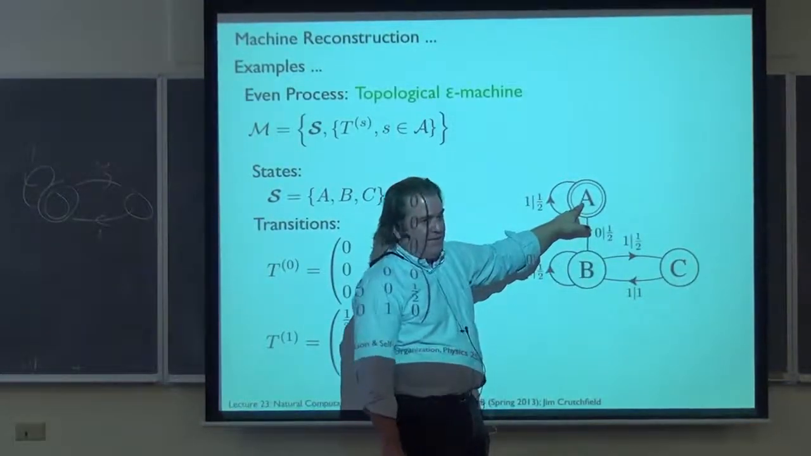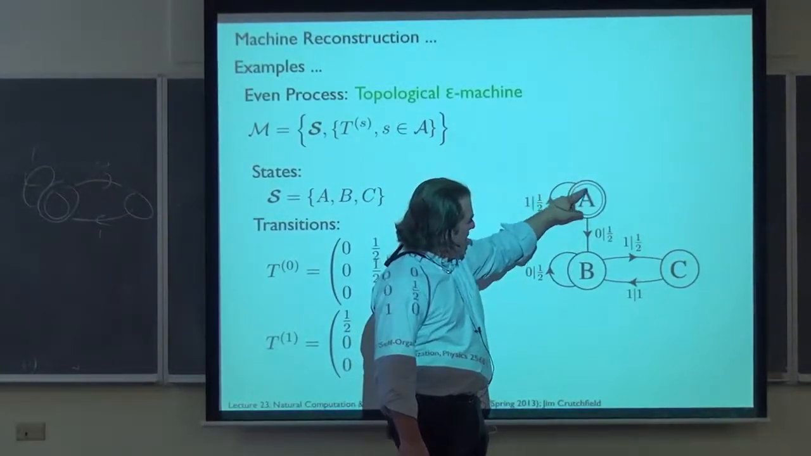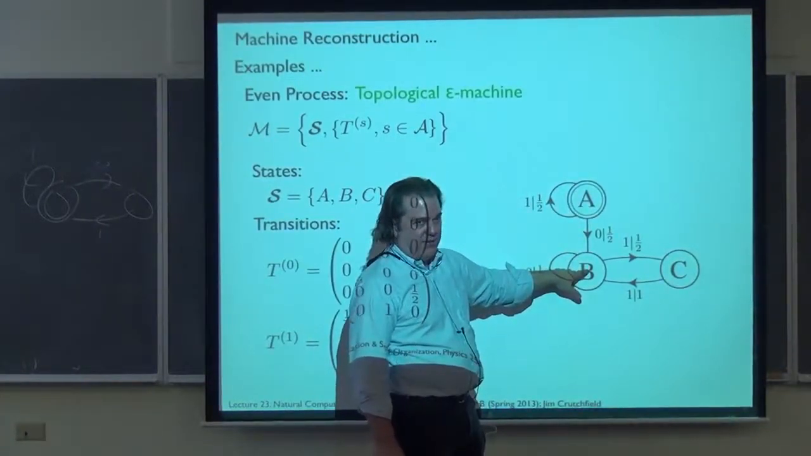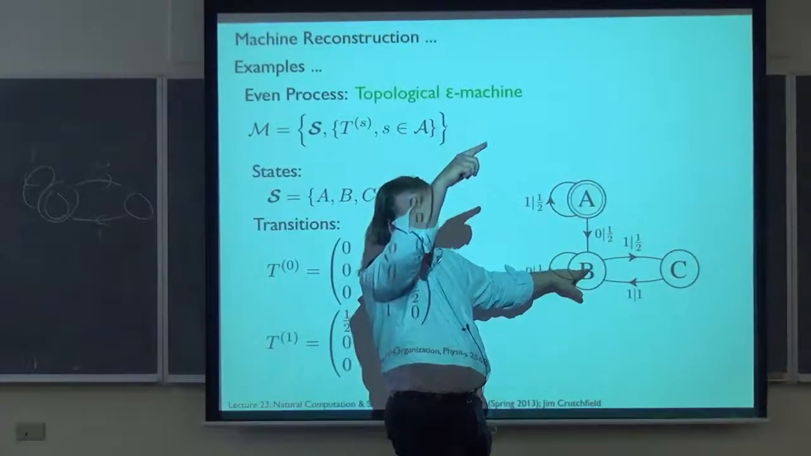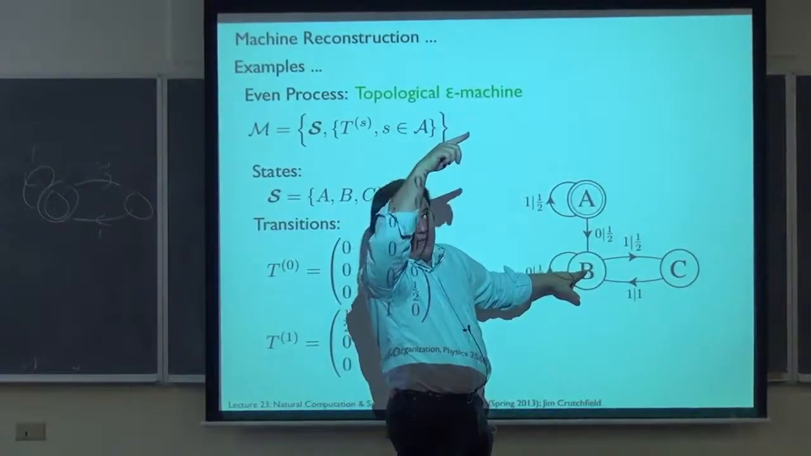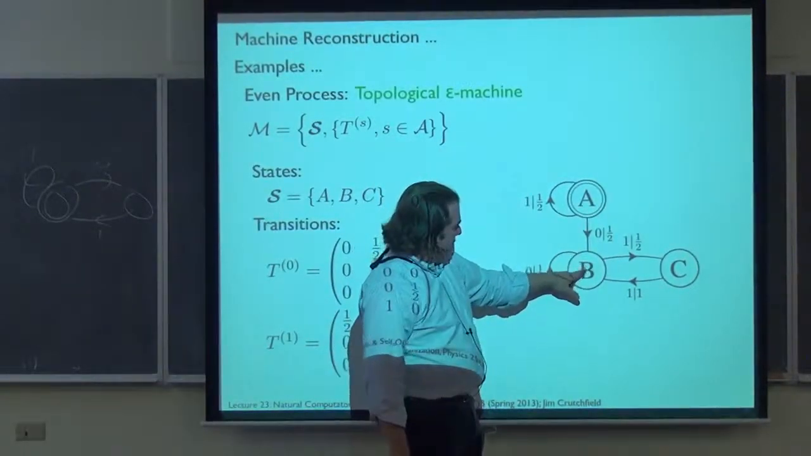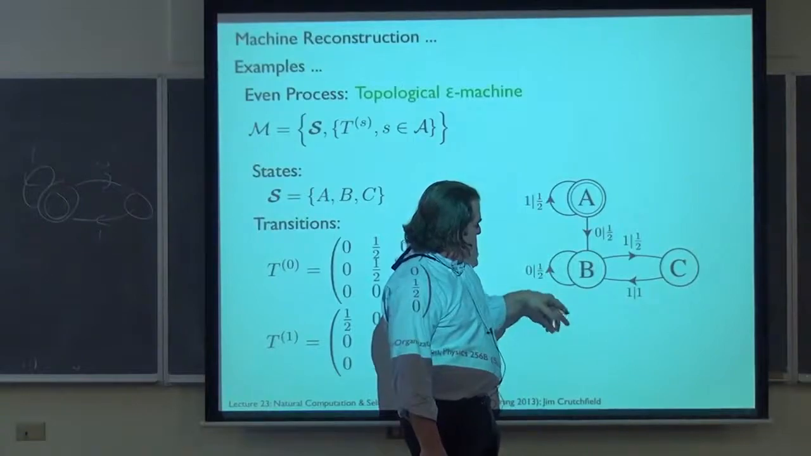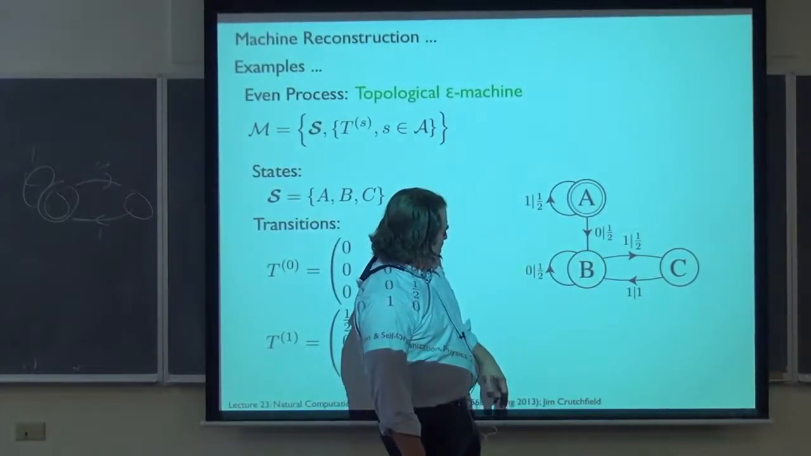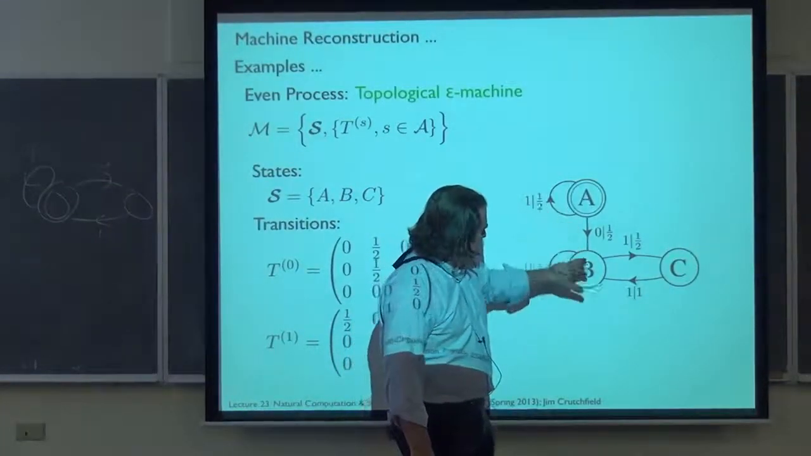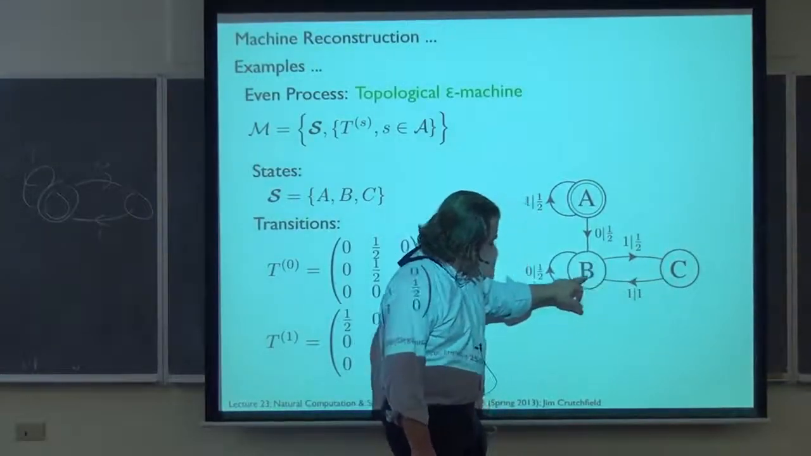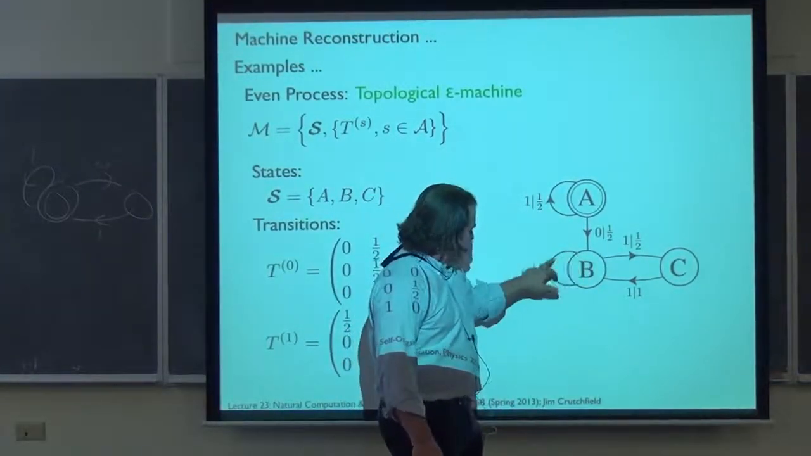So here's A. The start state goes to itself on a 1. As soon as I see a 0, I drop down to B. That was the only way of transiting out on the tree of that long series of 1s into the main part of the tree. And then from then on, B goes to C on a 1, then I must see 1, and then B goes to itself on a 0.